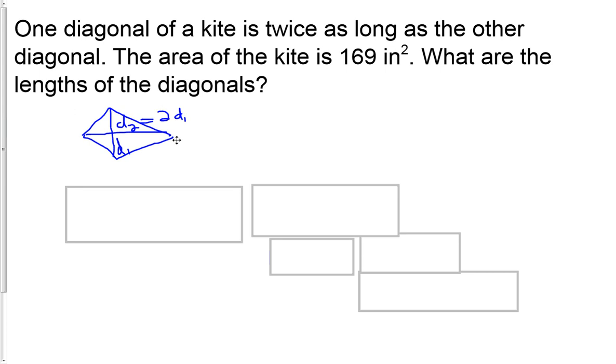Right, so we've got a kite here. Diagonal 1 is this one, so diagonal 2 looks a little longer. We're going to call diagonal 2 the one that equals 2 times diagonal 1. So now I have one variable. That's why we write it this way.